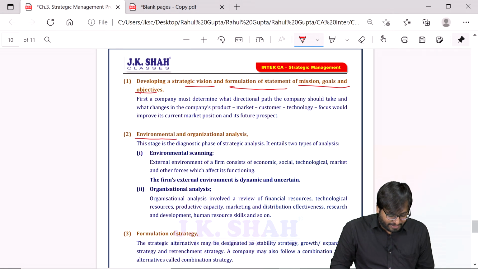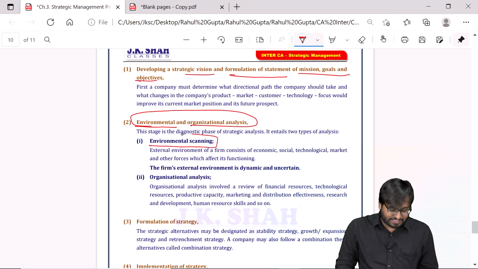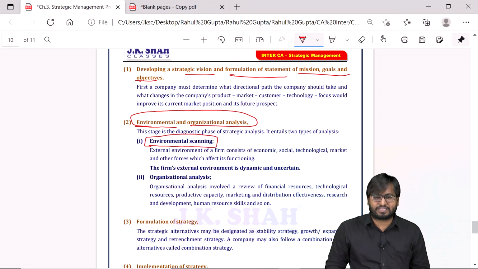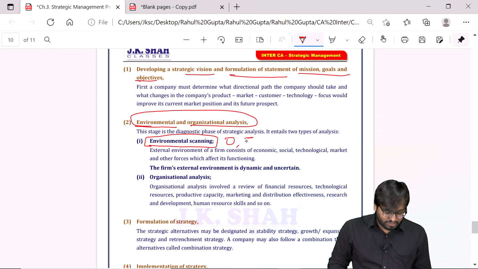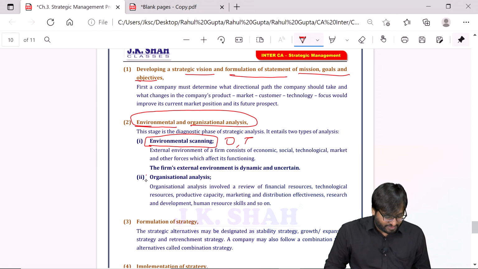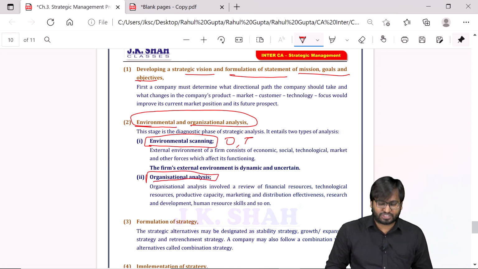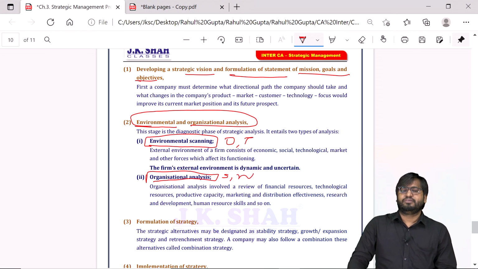Thereafter, environmental and organizational analysis. We will do environmental scanning. With the help of this environmental scanning, what will we come to know? We will come to know about our opportunities and threats. Then we will do organizational analysis. This organizational analysis will help us understand what is our strength and what is our weakness.